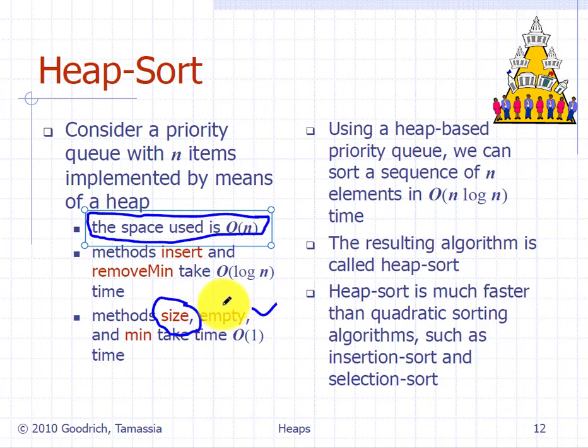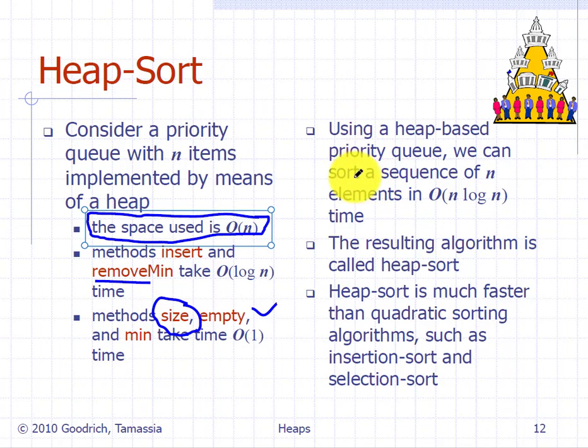Empty can be deduced from size, so we just say, well, if size is 0, then indeed it is empty, so that's O(1) as well. And minimum is O(1) because we just have to check the root. We're not removing it, we're just checking what it is, and whatever it is, we just return it. We don't take it out. If we had to remove it, then we would be doing remove min.